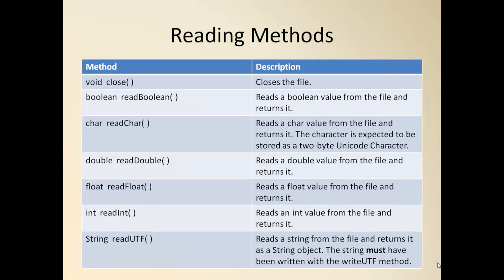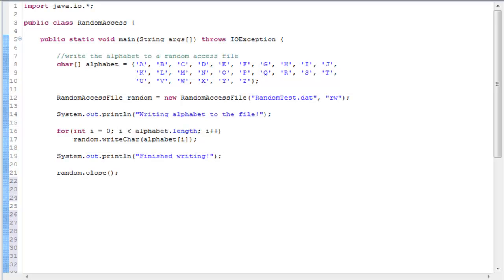Similar to the last slide, this slide contains information regarding the methods used to read data from a random access file. Once again, feel free to pause the video and look over these before moving on, and don't fret as there will be examples using some of these methods later in the video. So, by later, I actually meant now.